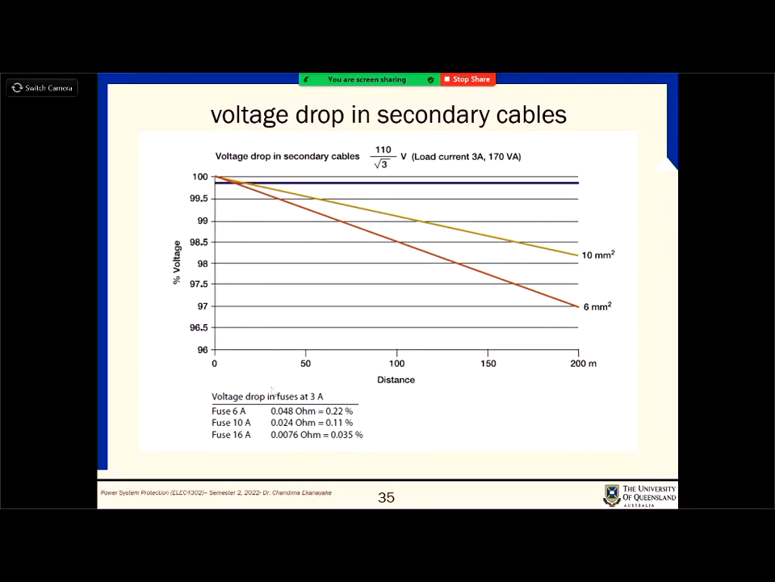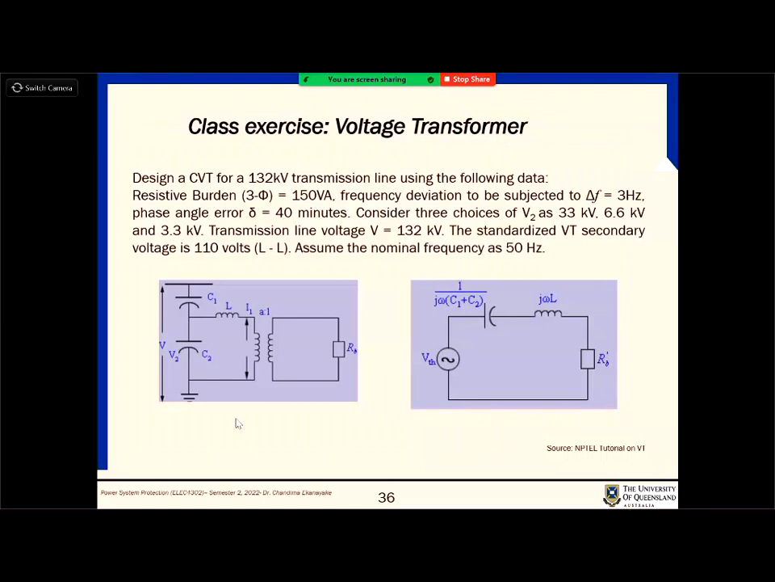So one needs to think about all these things when they think about the burden: wires, fuses, and meters. Those are the main points. There's a small class exercise which I will usually do in my Friday tutor session, just before the tutorial.